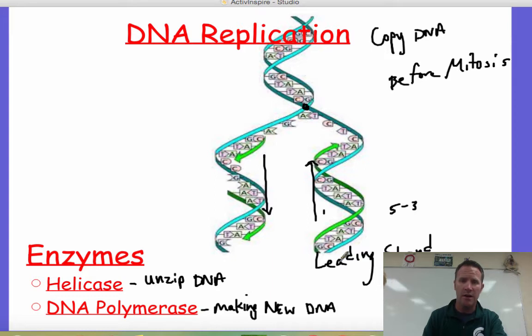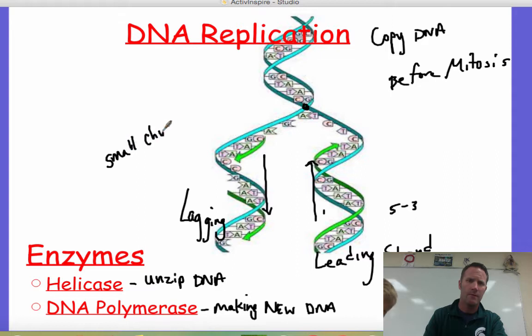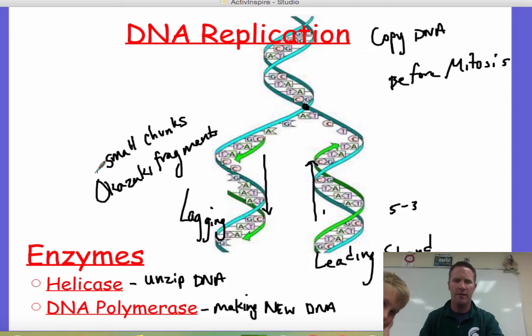So this is the leading strand, and remember that this has a DNA polymerase that is going this way and making DNA. This chunk's being made away, so this is called the lagging strand, and it's being made in the wrong direction. So that has several enzymes that are making DNA in this direction. Remember that they're made in small chunks called Okazaki fragments. Okay, and those are the little chunks that are made in the lagging strand. Okay, so that's DNA replication.